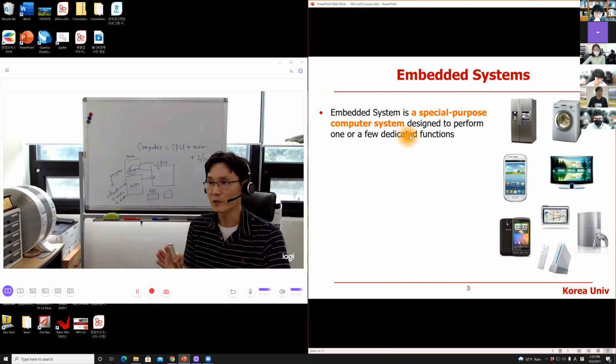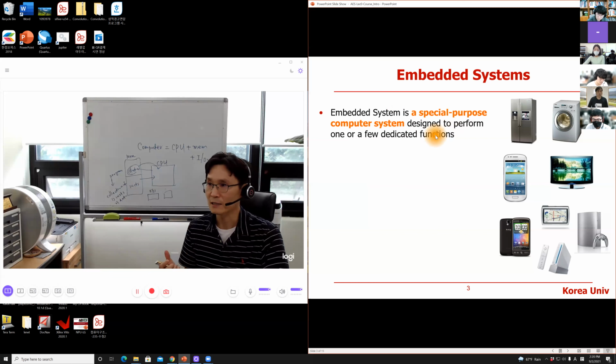the difference between an embedded system and your desktop or notebook computer is what? Desktop and notebook computers are general purpose computer systems, general purpose, right? But an embedded system is a special purpose computer system. It is built to perform only some specific tasks. Those are examples of embedded systems.